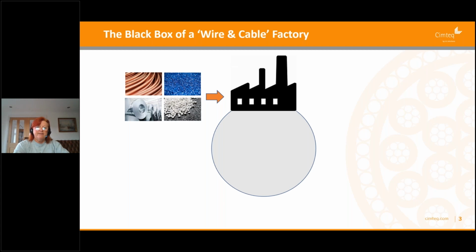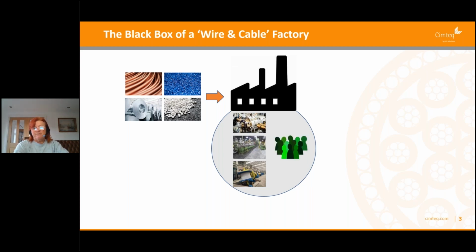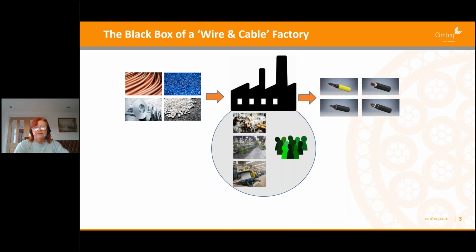And then in the middle something happens. So we have lots of different pieces of equipment and machinery that do all sorts of different processes and all sorts of very complex interactions from one process to the next. And of course, we also have people that are trying to manage this complex process in order that in the end, hopefully, we get cables coming out of the door that are good quality, the right length, the right spec, and delivered on time. So the big issue really is what's happening in here.